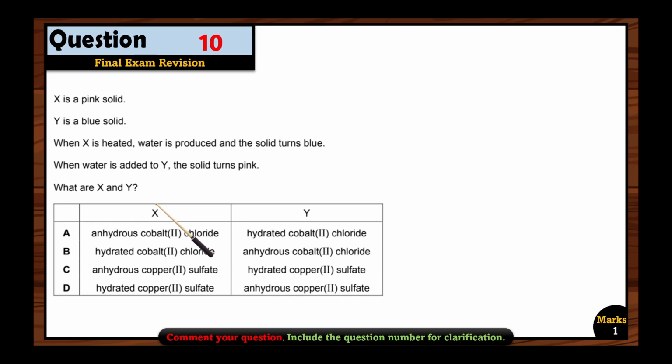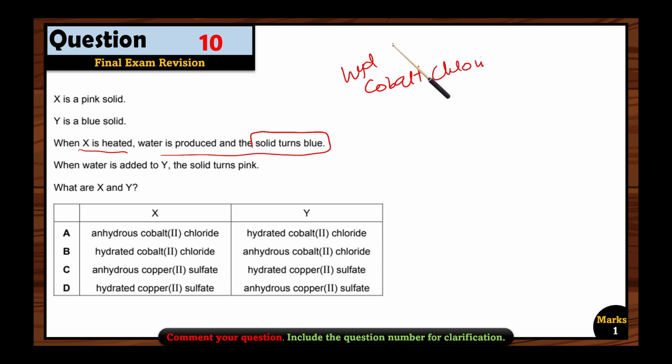X is a pink solid, Y is a blue solid. When X is heated, water is produced and the solid turns blue. So what does it mean? X, if it is a pink solid, it means it's a cobalt chloride. And which cobalt chloride? Of course, hydrated one. Hydrated cobalt chloride is always pink color. Okay, so it's pink color. And the other one, Y is a blue solid. Okay, so Y is a blue solid.